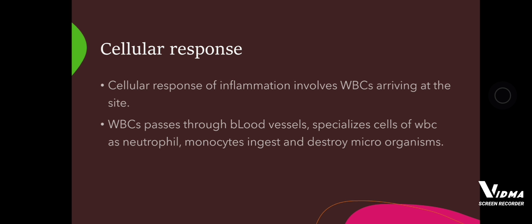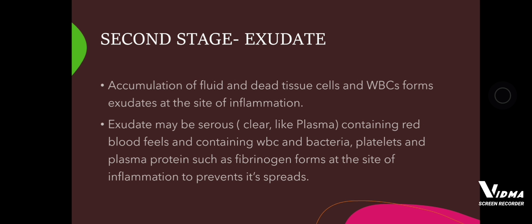Suppose you got infection through a microorganism. First vasodilation will be there on that specific part, blood flow will increase, then capillary permeability will increase. After that WBC will come into the specific part. Then it will release neutrophils and monocytes that will ingest and destroy the microorganism. Then the first stage is complete, vascular and cellular response. Then the second stage, the exudate stage.